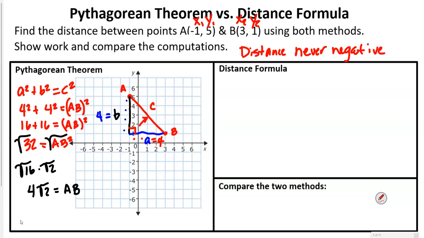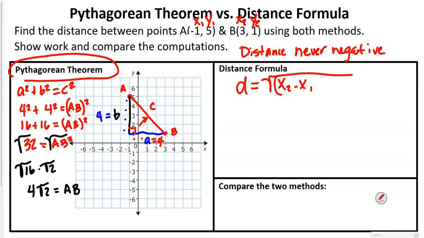Okay? Both these formulas, the Pythagorean theorem formula and this distance formula, which we're about to write on here, are on your formula sheet. This is the formula for distance: x2 minus x1 squared plus y2 minus y1 squared. So what we're going to do is plug those values in here.